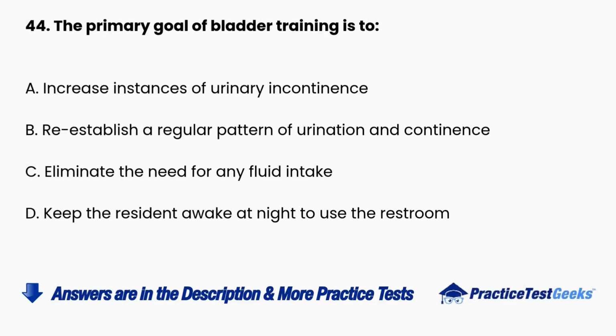44. The primary goal of bladder training is to A. Increase instances of urinary incontinence. B. Re-establish a regular pattern of urination and continence. C. Eliminate the need for any fluid intake. D. Keep the resident awake at night to use the restroom.